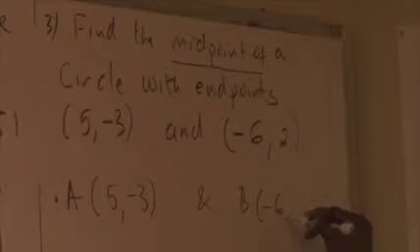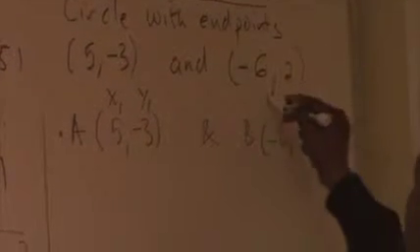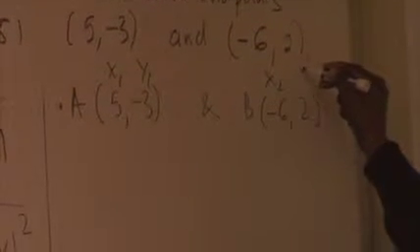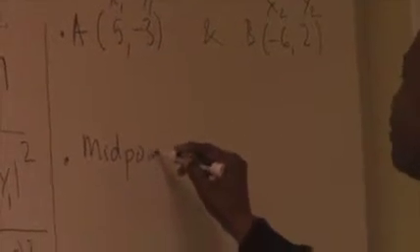There's no reason I'm calling them A and B, just be orderly. I could call them P1 and P2, doesn't matter. So then I have to use my midpoint formula. So I'll write out my formula first.